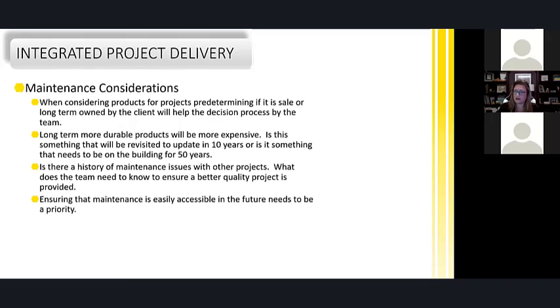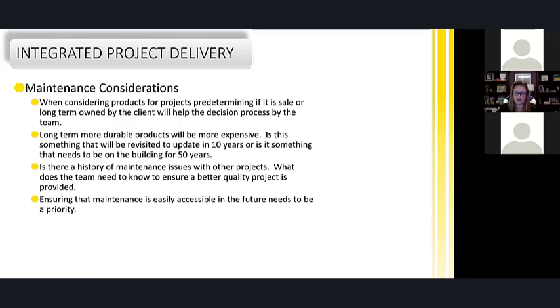And then, is there a history of maintenance issues within other projects that you're aware of? If we're selecting those products, it's our job in an integrated project delivery to advise on that, so the client isn't just left with, we know things, but we're not sharing. Everything is on the table. We share everything we know. We give our full experience and knowledge to the entire group. And one of the nearest and dearest to my heart is ensuring that maintenance is easily accessible. One of our biggest problems we've had in the past is that equipment is not accessible after it's built into place.